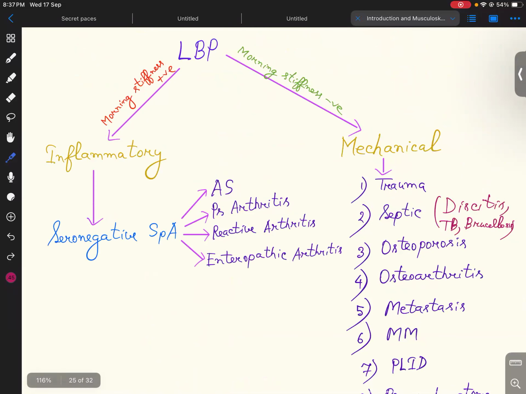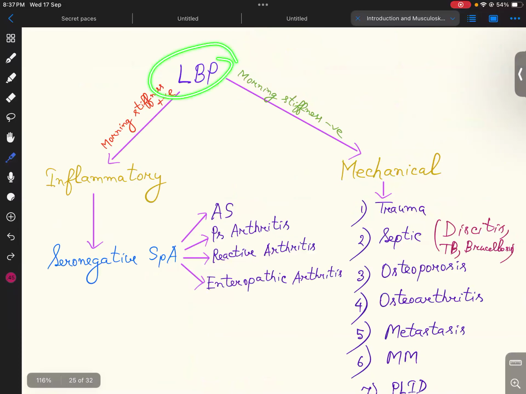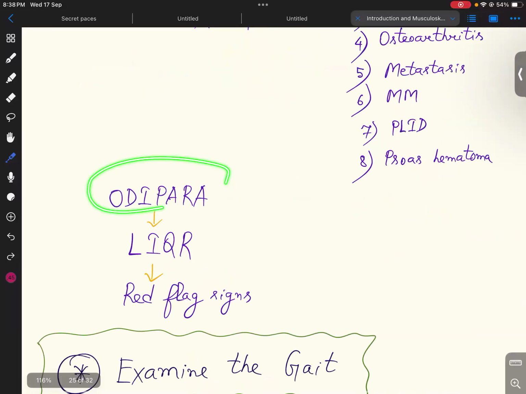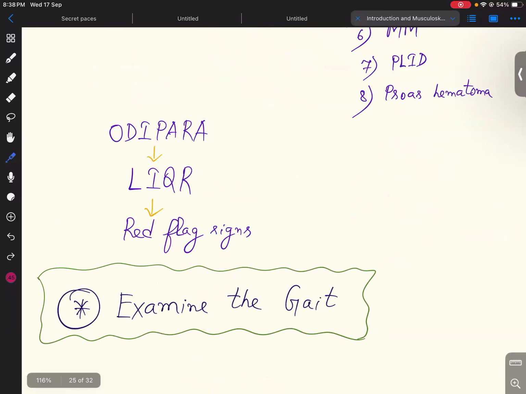That is, after asking for the morning stiffness, you have to ask the OPQRST, then LIQUOR, then you have to ask the red flag signs. So what are the red flag signs of low back pain? The red flag signs are any loss of sensation around your private part. Does the pain radiate elsewhere? Any change in sensation in your lower limb? And does the pain wake you up from the bed in the night? These are the red flag questions.